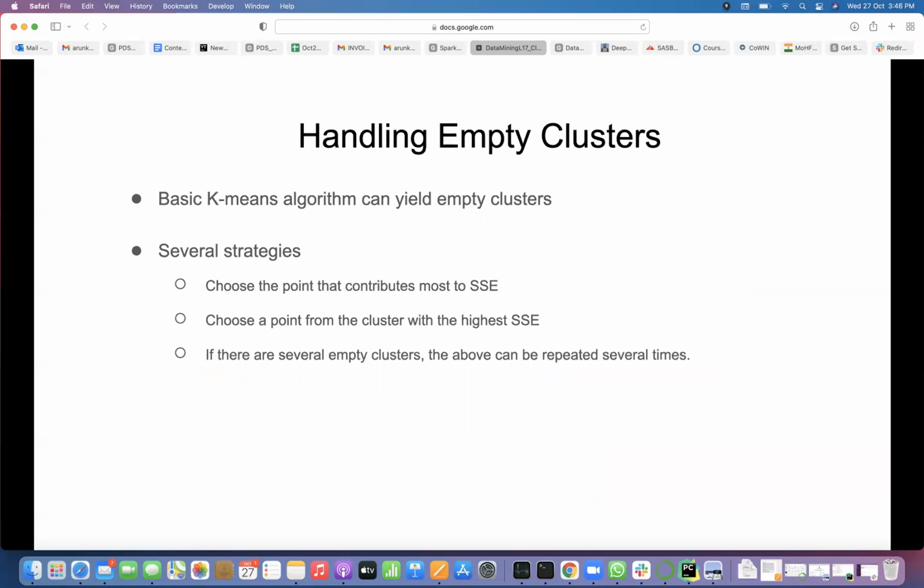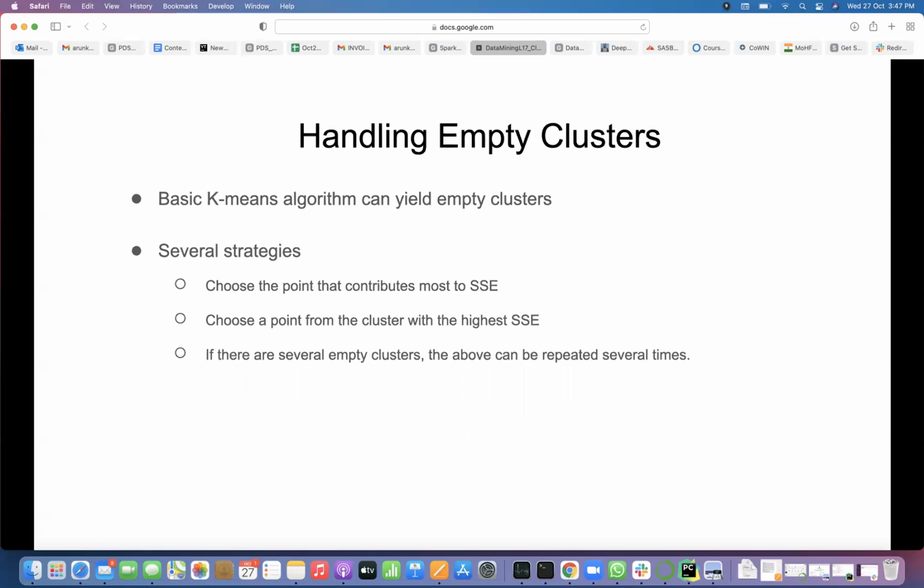We are not getting the required number of clusters, right? They want 3 clusters, but you are getting only 2. Then you cannot say that I gave 3, right? When you are giving empty clusters for the user, that is the disadvantage. The basic k-means algorithm can yield empty clusters.